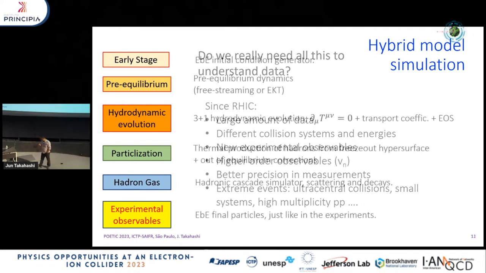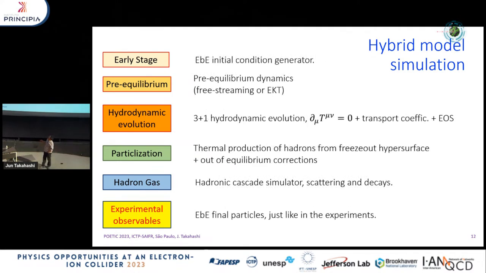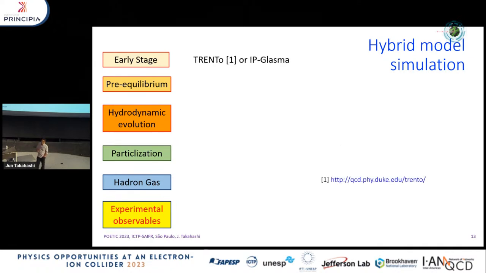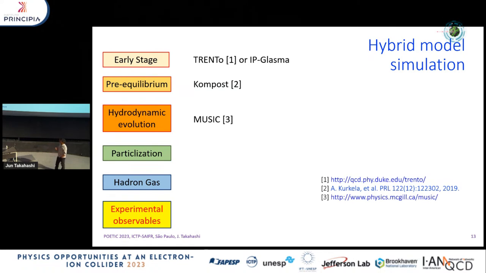What we did, actually, in reality, is to pick from the market the best models, the state-of-the-art models, or the ones that are most used and tested by the community, and we put them together. So for the early stage, we use codes like Trento that everybody in our community uses. For pre-equilibrium, there is a code called KoMPoST that does the effective kinetic theory evolution of the system. And then for hydrodynamic evolution, we have many codes in the market. The most used one is MUSIC. It's the one that we use.